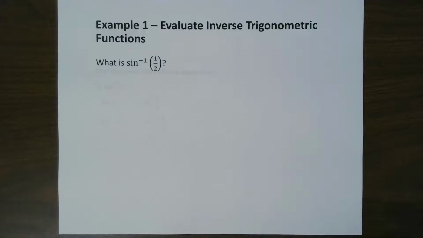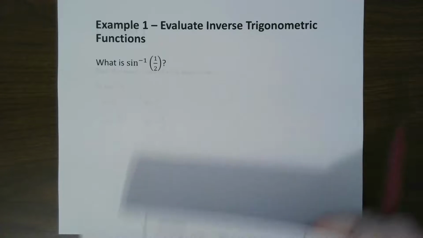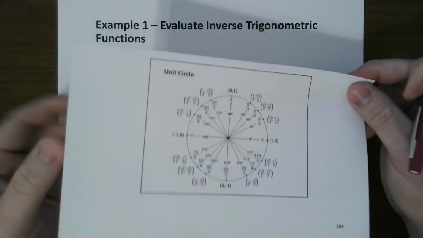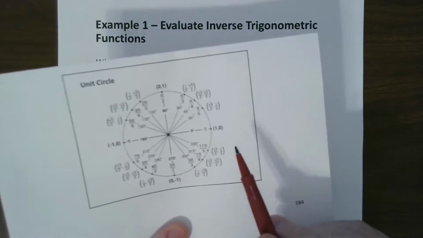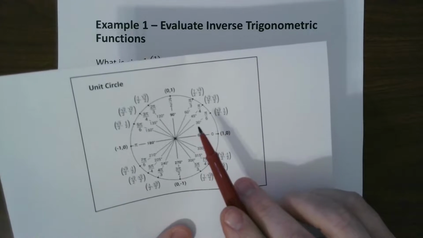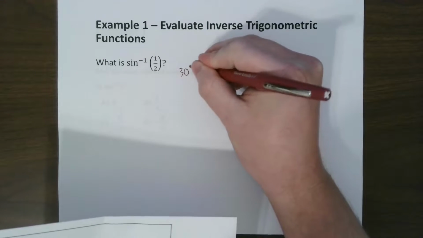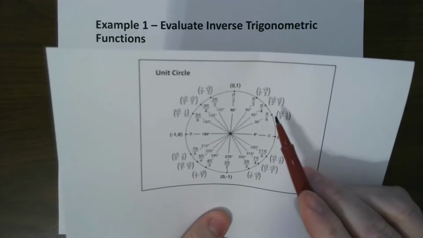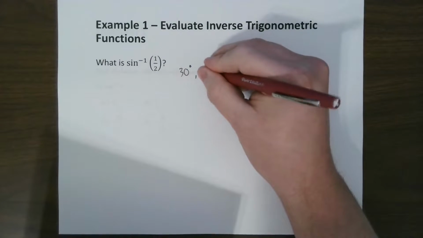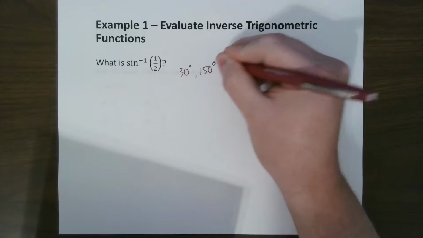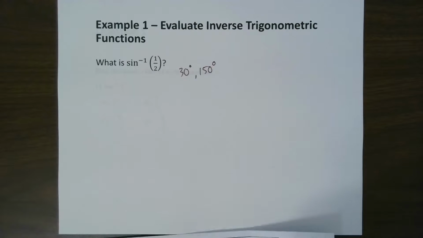So, for example, what is the inverse sine of half? So the easiest way to do this is actually just to use your unit circle. So if we take a look at when is sine 1/2, well, we have it at 30, and we have it at 150. And that's your answers. That's it.